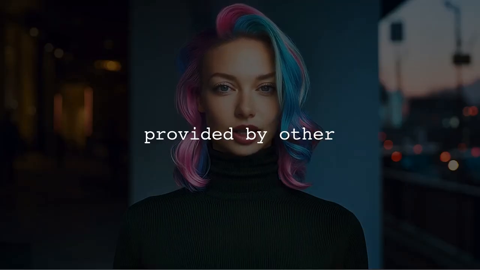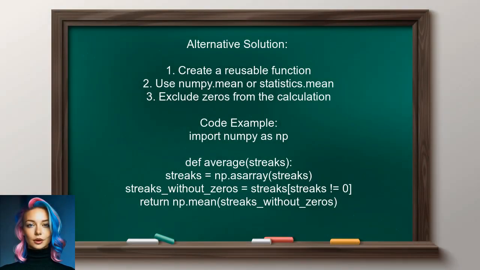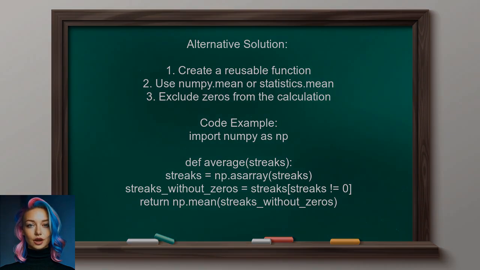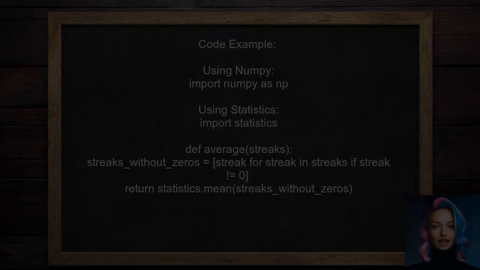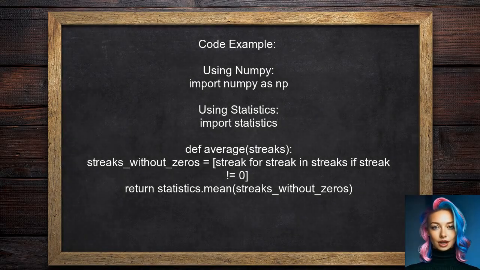Now, let's look at the answers provided by other users. This user suggests creating a reusable function to avoid repetition in your code. They recommend using either the NumPy or statistics module to calculate the average while excluding zeros. The user provides 2 code examples, one using NumPy and the other using statistics, both demonstrating how to calculate the average of a list while ignoring zeros.